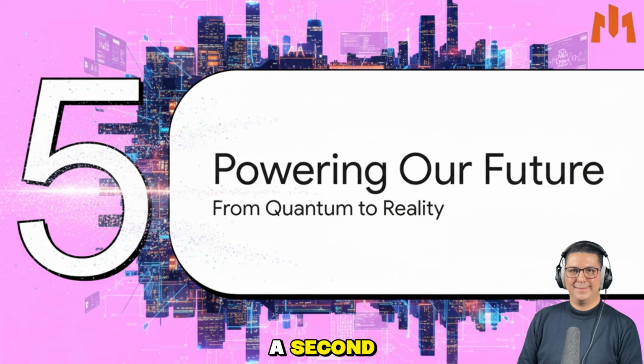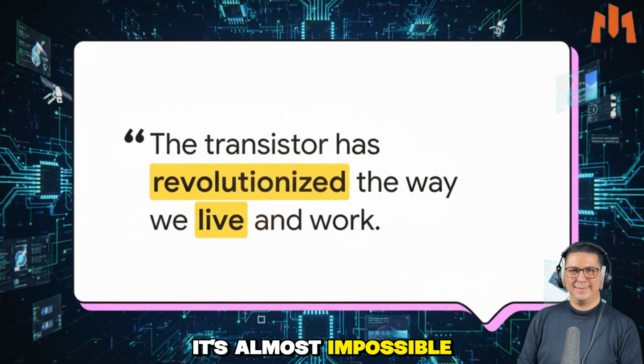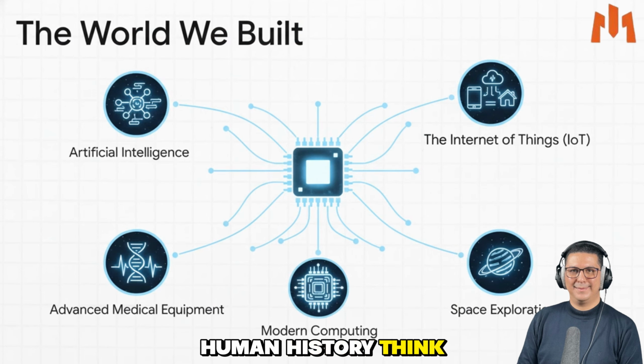So let's zoom back out for a second and see what all this incredible engineering has actually built for us. It's almost impossible to overstate the impact. I mean, every single piece of advanced technology that defines our modern world rests on this foundation. It's really no exaggeration to call the transistor one of the most important inventions in all of human history. Think about it. The artificial intelligence that is changing everything, the whole network of smart devices in our homes, the advanced medical equipment that saves lives, even the computers that take us to other planets, all of it, every last bit, is powered by trillions of these tiny perfect switches.